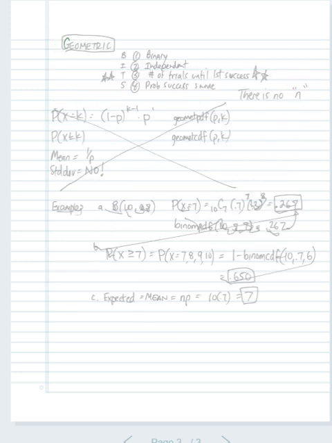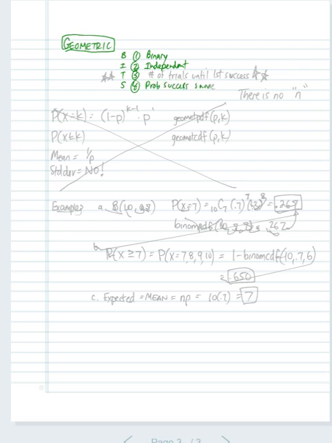Let's talk a little bit and not much about the geometric setting. Typically this will show up in one multiple choice question, and that is all. You will not see a lot of this geometric distribution stuff. So I'm going to go through this very quickly. As far as your conditions for geometric, there are 4, and instead of BINS, it is BITS, B-I-T-S. And 3 of the 4 are exactly the same. Number 1, binary. Number 2, independent. And number 4, probability of success is the same.